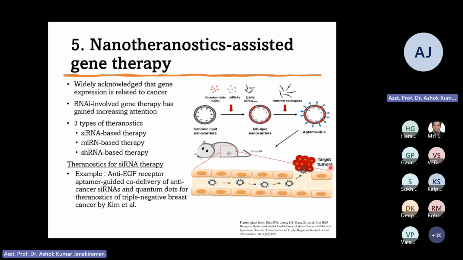Here is small interfering RNA therapy, for example, anti-EGF receptor. Aptamer is a kind of protein guided delivery of anti-cancer small interfering RNAs and the quantum dots for the theranostic of triple negative breast cancer by Kim et al. He did his work in 2019 for cancer treatment.